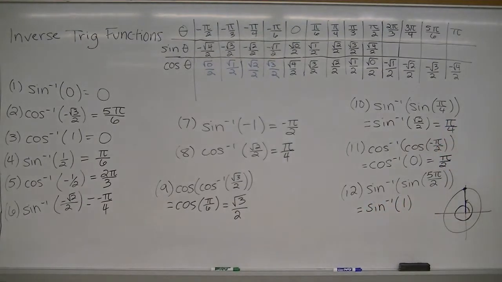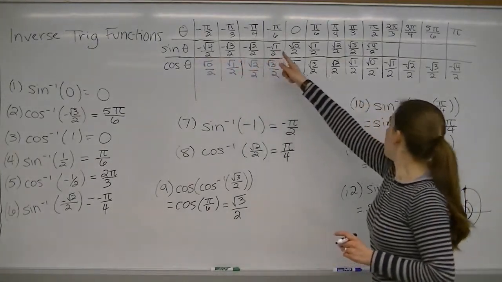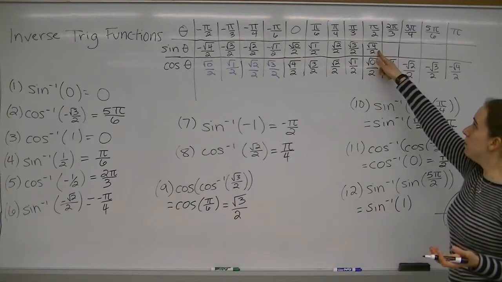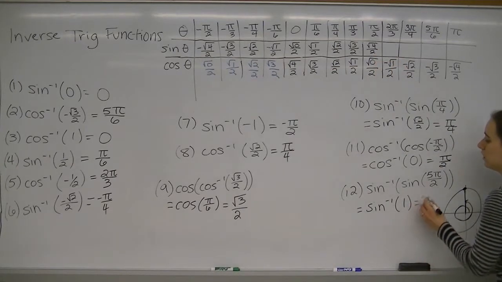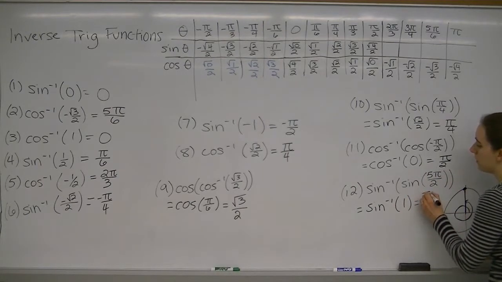So you can think about this on the unit circle, or you can think about extending your chart out as far as you need to get to it. So I figured out my sine value for 5 pi over 2 was 1. Now I need to go back to my chart for sine inverse. So I need to find where positive 1 happens. Well, that happens at pi over 2. And that is still in the correct range for sine inverse, so that's going to be my answer.